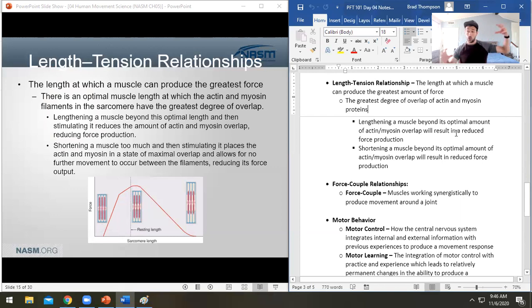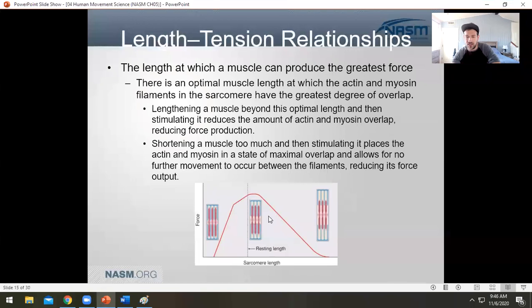Likewise, if your muscle fibers are pulled apart, and the myosin can't get a grip on the actin, that's going to be a weak muscle too. That means you have an inefficient, ineffective muscle. So this is what we're seeing in a length tension relationship.